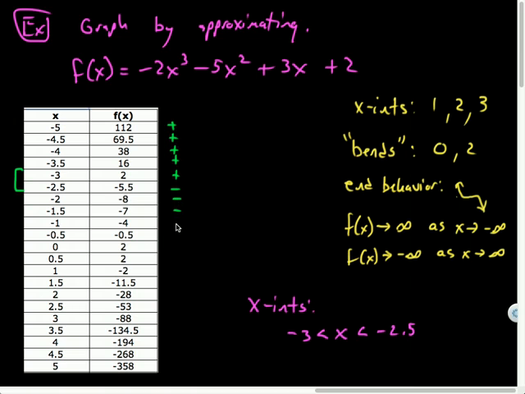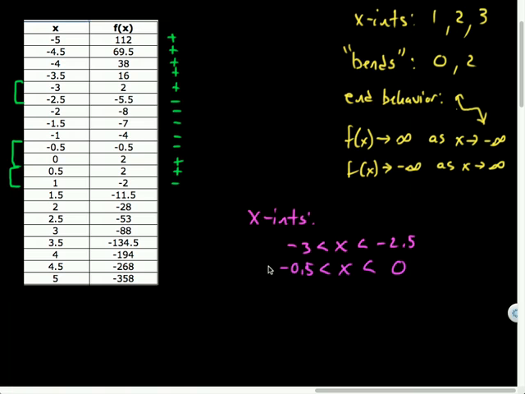So now it's negative, negative, negative, negative, positive. Aha! We found another one. We're expecting as many as 3, mind you. So another x-intercept occurs between negative 0.5 is less than x is less than 0, right? And then it's positive, whoa, that was a fast turnaround right there. So between 0.5 and 1. And that's 3, there shouldn't be any more than that. In fact, it would be impossible for there to be more than that.